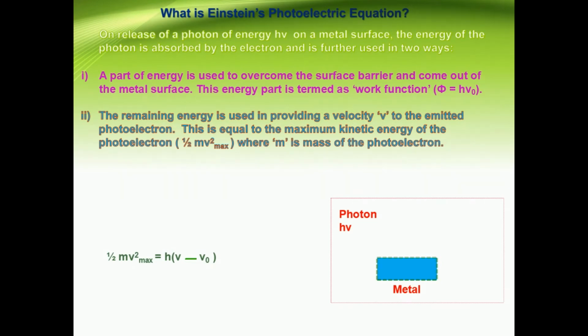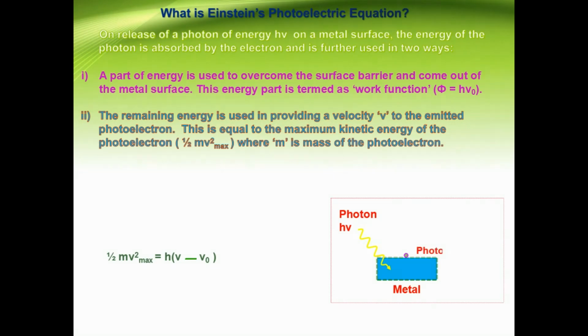The energy of the photon is absorbed by the electron and is further used in two ways. First, to overcome the surface barrier and come out of the metal surface. This energy part is termed the work function. So the work function is equal to hv naught.